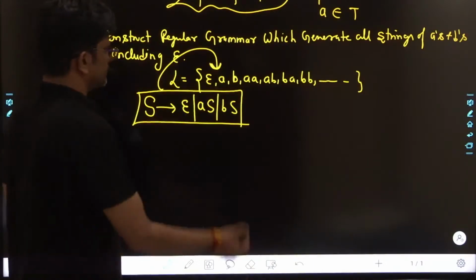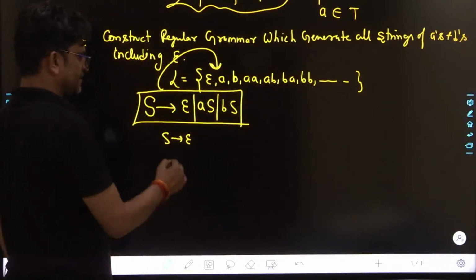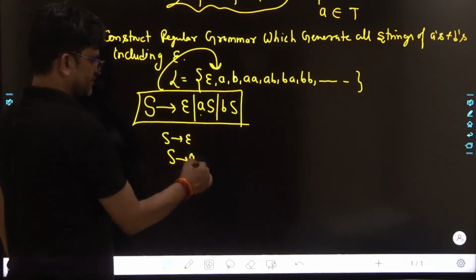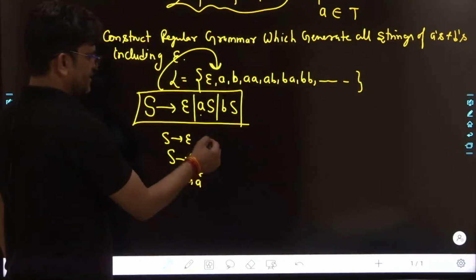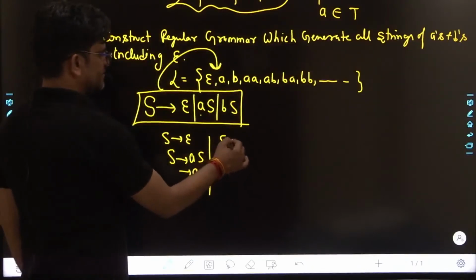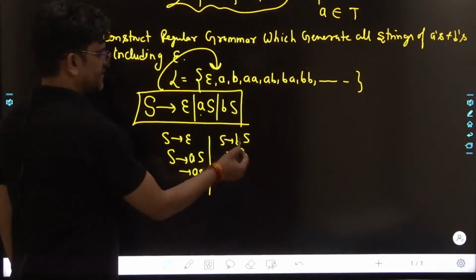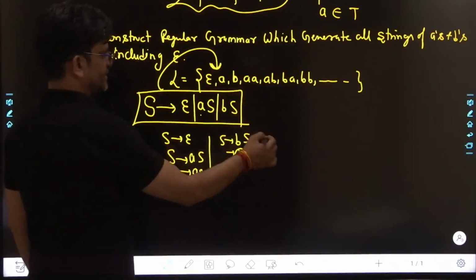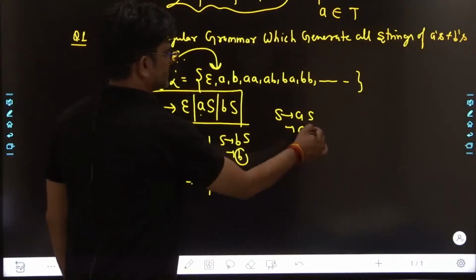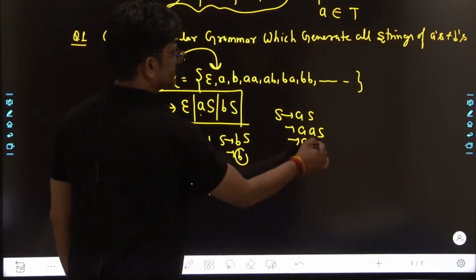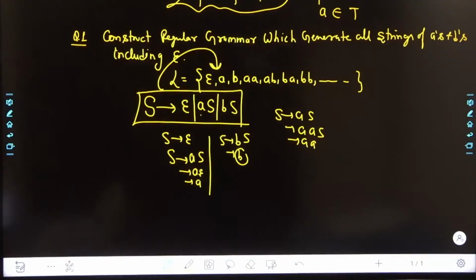Suppose we want to generate epsilon. So S directly generates epsilon. If I want to generate single a, then take the production aS, put epsilon instead of S, so it generates a. If I want to generate b, then S determines bS, put epsilon instead of S, then it generates b. Now check how it generates double a. S determines aS, again S determines aS, put epsilon instead of S. So it generates all the strings which are present in the language.